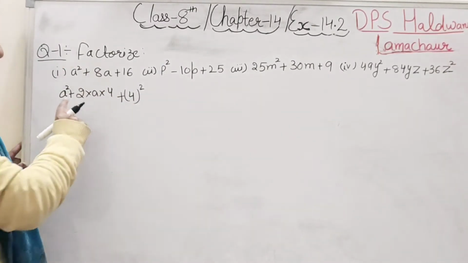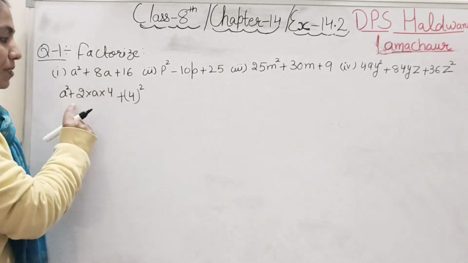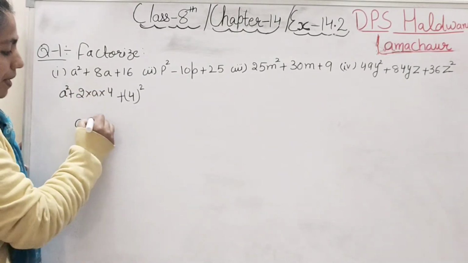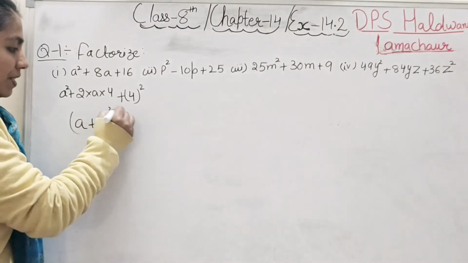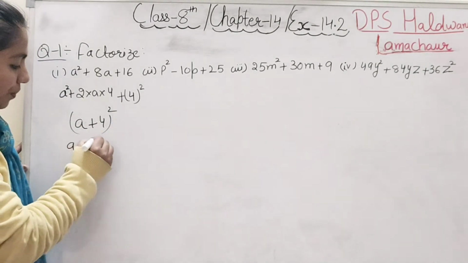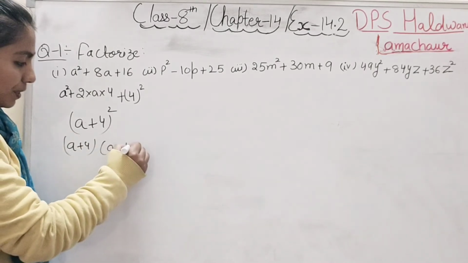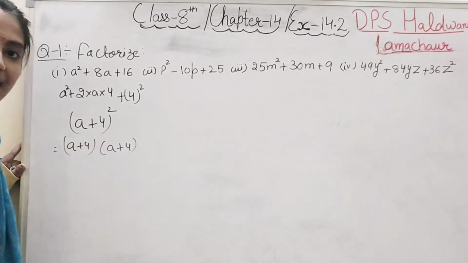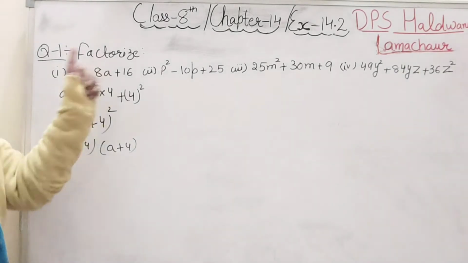Students, which formula is it? a square plus b square plus 2ab? It is (a plus b) whole square. So this is the factor. Or you can write this term as (a plus 4) and (a plus 4). So this is the answer. Students, coming to our second part.